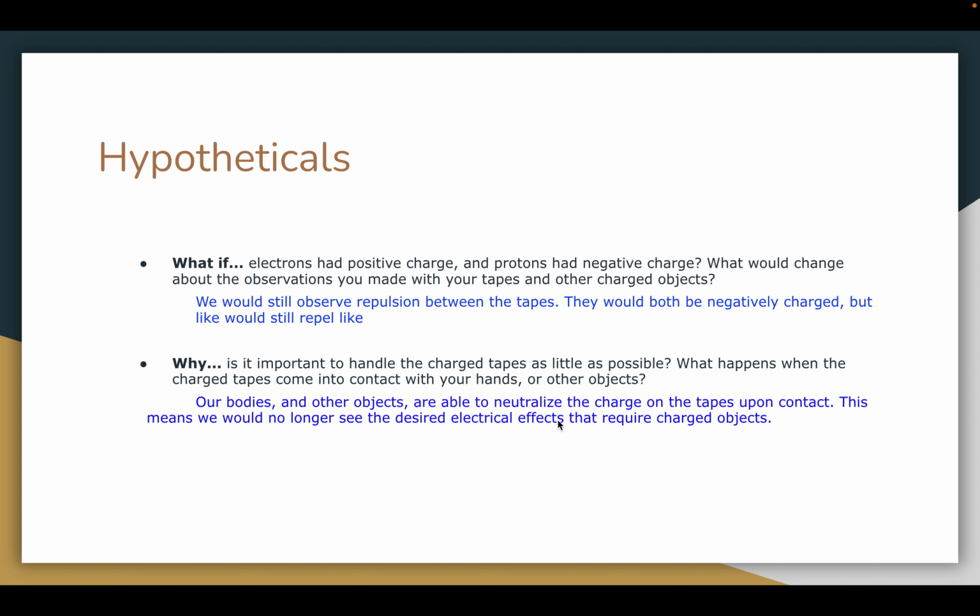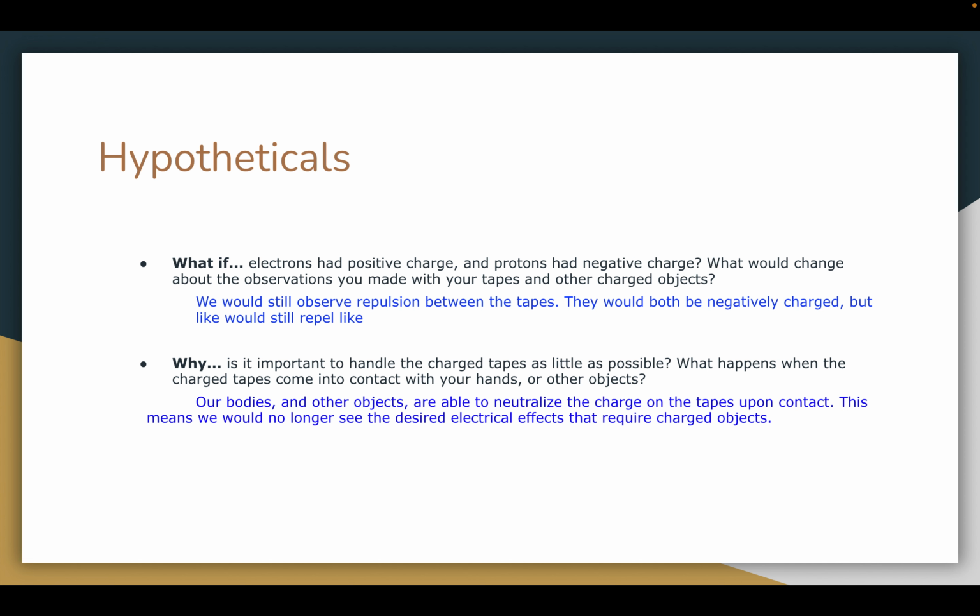So now let's cover some hypotheticals. What if electrons had positive charge and protons had negative charge? What would change about my observations? Actually, nothing would. We would still observe repulsion between the tapes. They would both be negatively charged instead, but like charges would still repel like charges, so we would see repulsion.